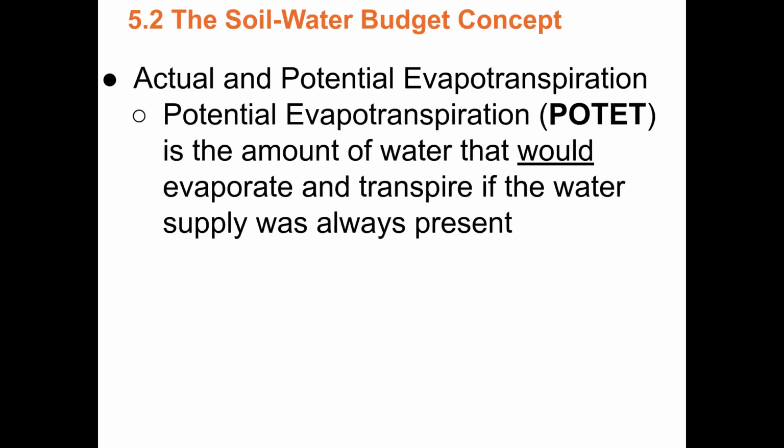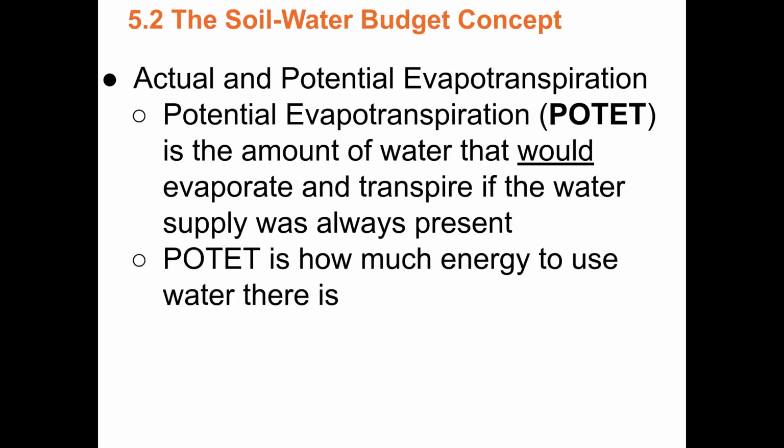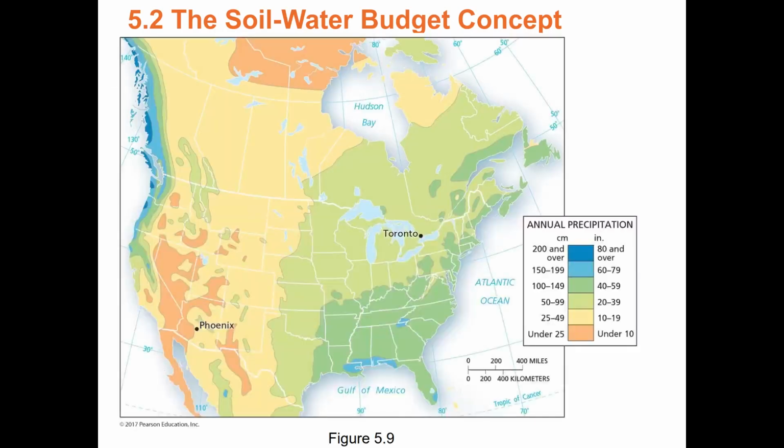POTET is potential evapotranspiration. It's the amount of water that would get used if you had an unlimited supply of water. So I think of it really as representing energy available to use water. So your demand is going to be POTET. POTET is how much energy to use water there is.